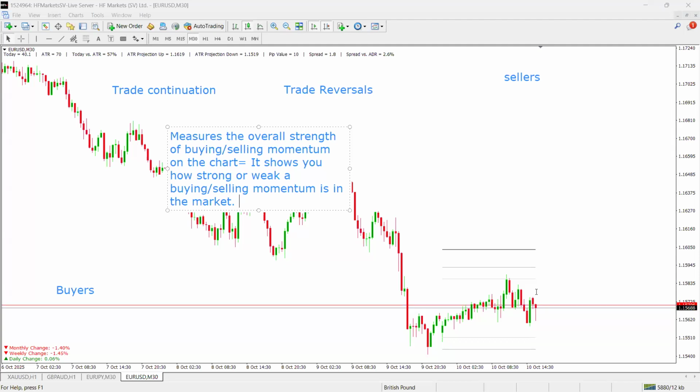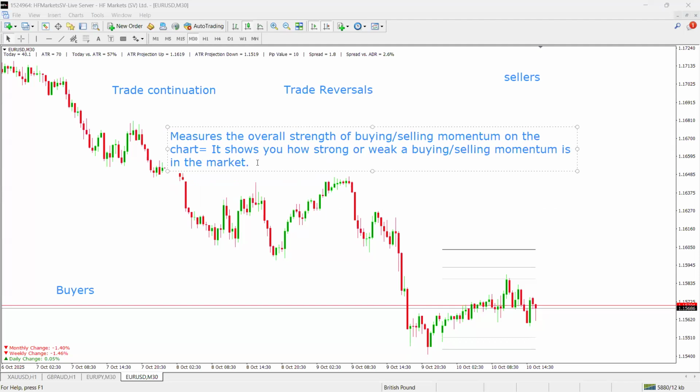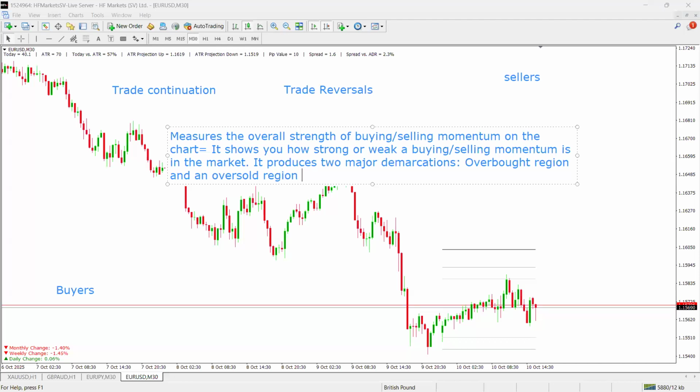And in this case, like I said, it works very similarly to what you know about the RSI. The RSI is also an oscillator that measures the strength or weakness of trends in the market. And it does this through a formula which we don't care about, but it produces two major demarcations, an overbought region and an oversold region. So yes, I know, it's similar to RSI. It also brings, typically, overbought and oversold.